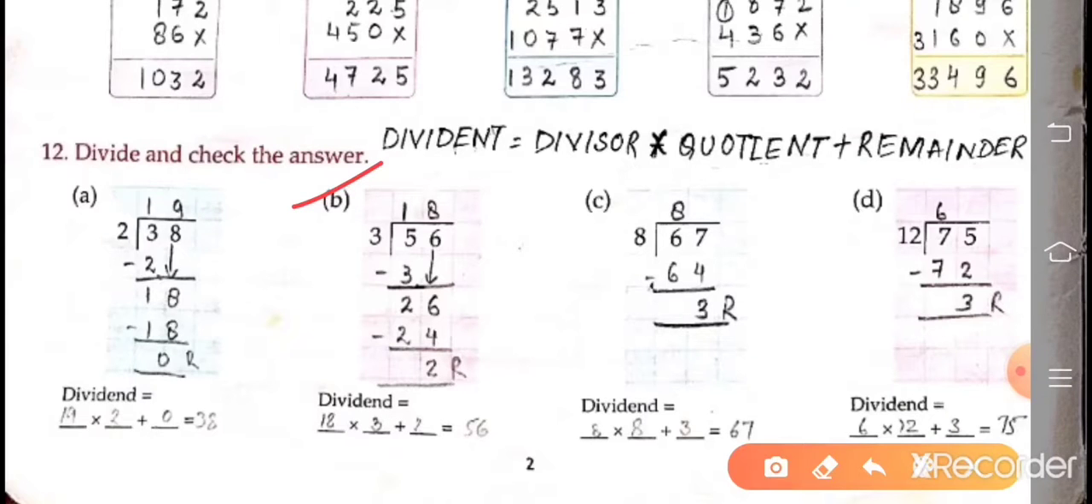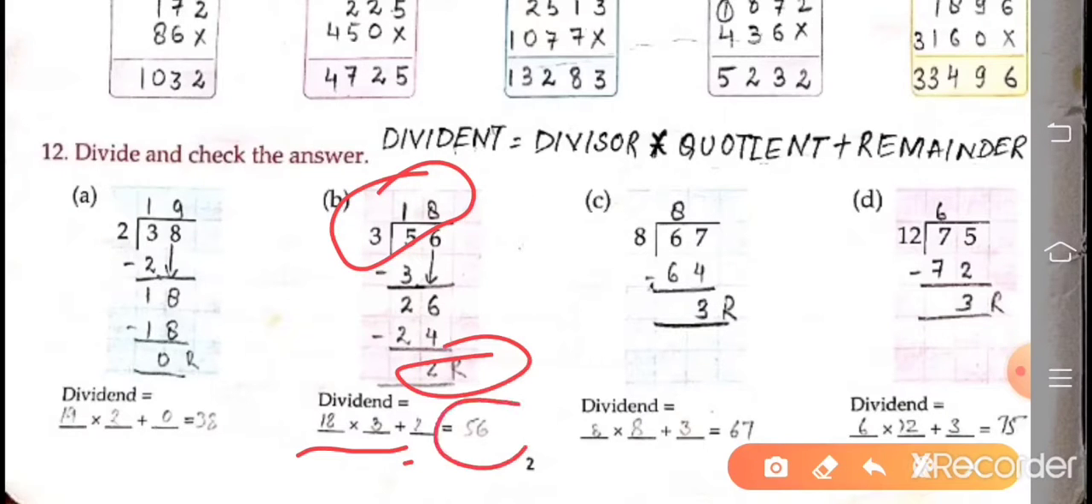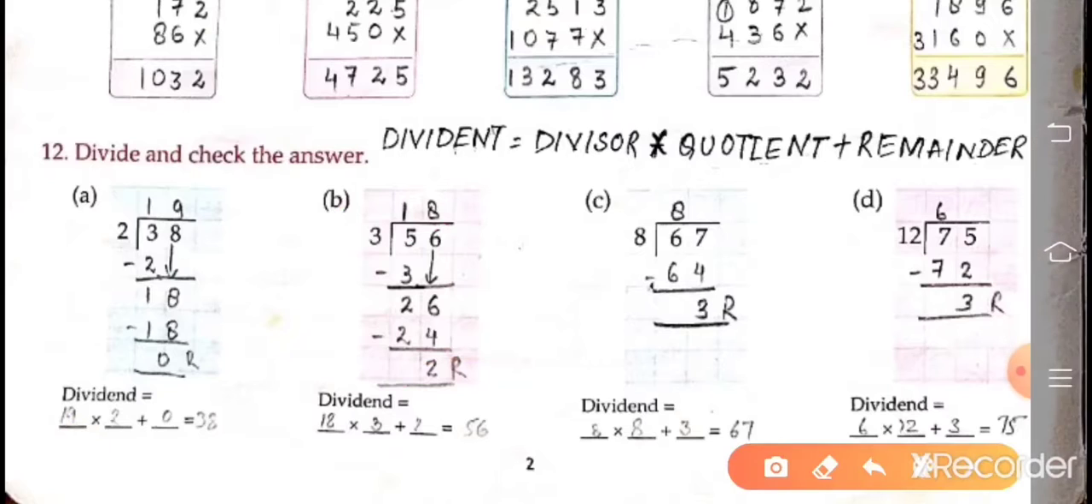Now B part, 56 divide by 3. So 3 1s are 3, 2 remaining, then 6. So 3 8s are 24 and the remainder is 2. We subtract 26 minus 24, so remainder is 2. So dividend equals 18 multiply 3 and plus 2. This is the remainder. So the answer is 56. So here is also 56, means our answer is correct. Okay, so like this you have to do.